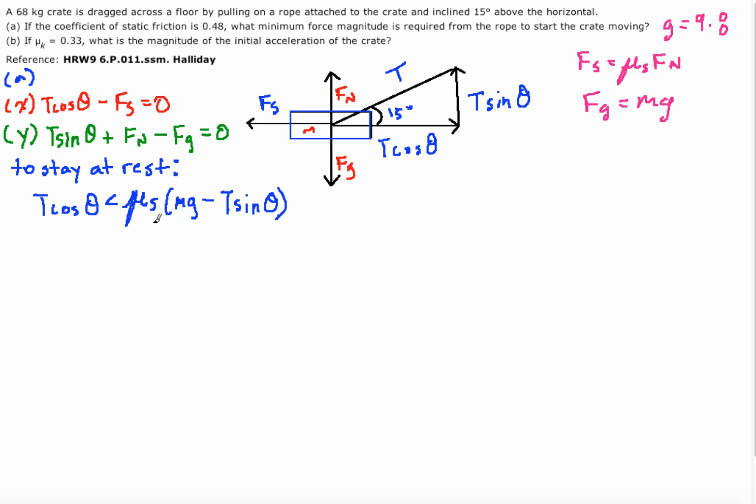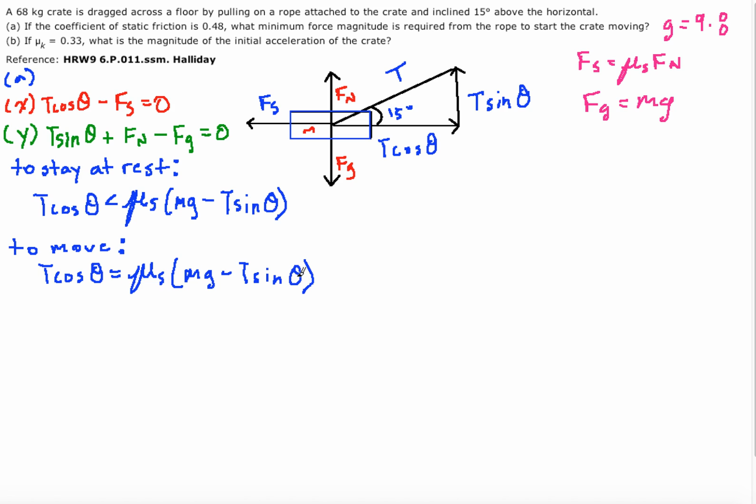But what we are more interested in is when the system is moving. So when the system is moving, we need the frictional force to equal this force from the tension, so that it begins to move. So it's simply rewritten as T cosine of theta is equal to the static frictional coefficient times mg minus T sine of theta. All right.